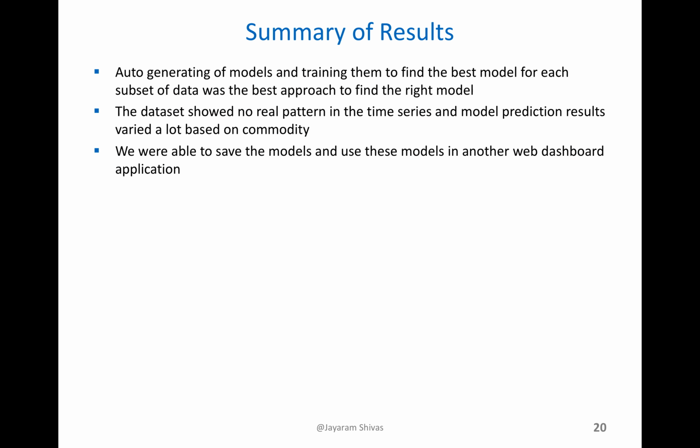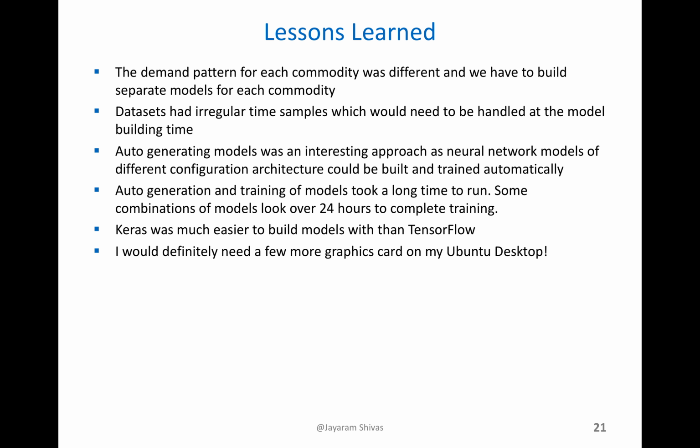So in summary, what we have seen is auto-generating of models and training them to find the best model for each subset of data was the best approach to find the right model for the commodity of data we're looking at. The dataset showed no real pattern in the time series, and model prediction results varied a lot based on the commodity. Now we were able to save these models and use these models in another web dashboard, which I think is really useful, or on a real use case which could be used in multiple applications.